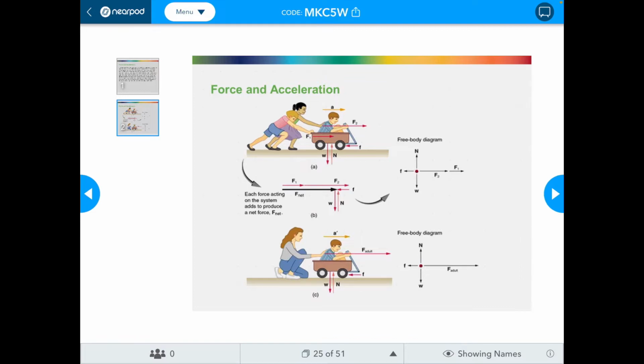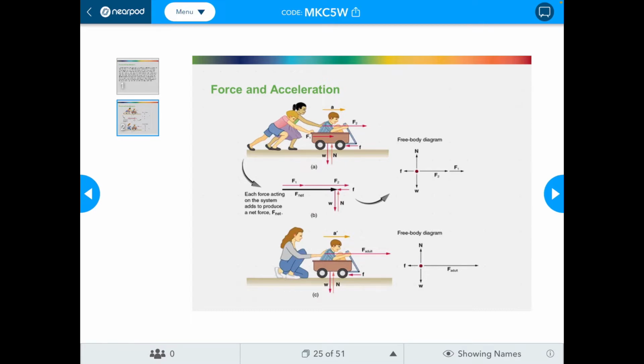So in the first situation, there's two little girls pushing the boy in the wagon, and each of their forces combine together to counteract that frictional force and push him along and accelerate him along to the right. You can see that in the free body diagram. We would ignore the normal force and weight because they balance each other out, and then add up the two forces going to the right, subtract the friction that's moving to the left, and that will give us our net force acting on that system.